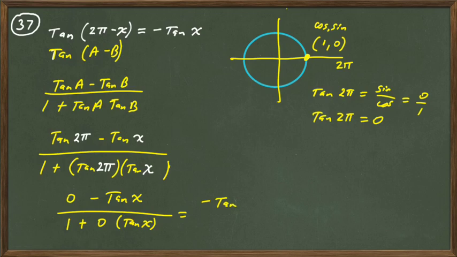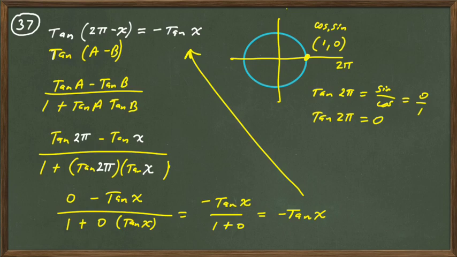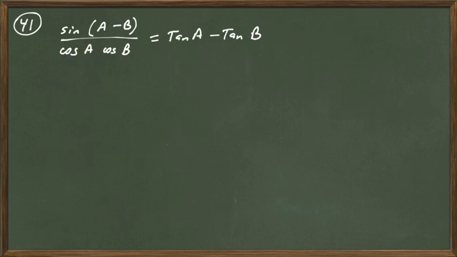So that gives me negative tangent of x over 1, which is negative tangent of x, which is what we're trying to demonstrate. Okay, after 37, somebody asked me 41. So what I need to do is probably break up something on top. I have this on top, the sine A minus sine B. Is there a rule for sine A minus B?